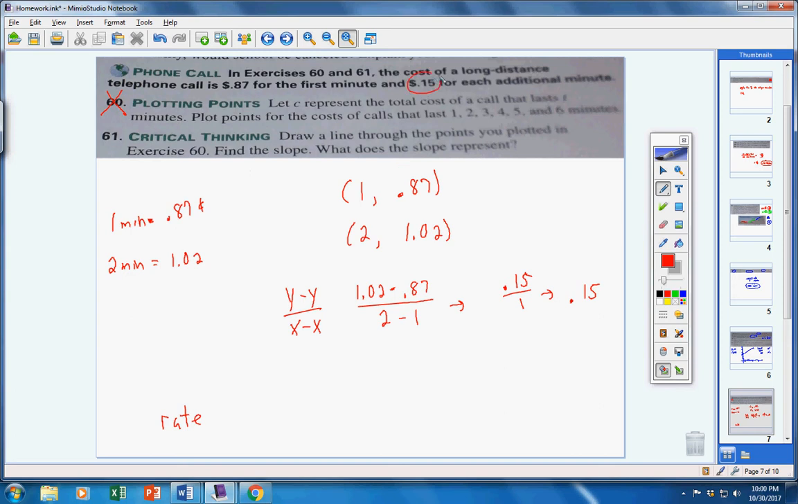Well, look right here, guys. It represents the rate. It represents your cost per minute after 1 minute. This is your cost per minute after 1 minute, because the first minute's 87 cents. Okay? Alright, guys, I know these are pretty, not easy. I know you gotta think on these, okay?